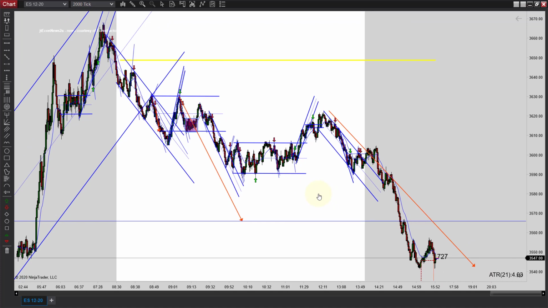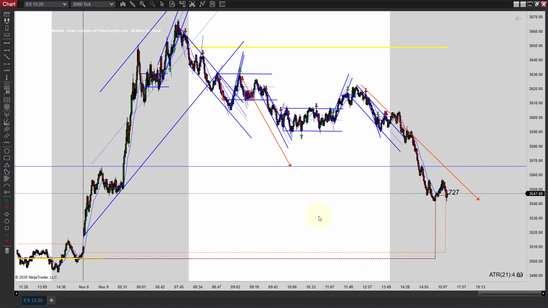I'm assuming they'll continue that. I don't know if the volatility's, if this election's resolved or how long this is going to drag out.